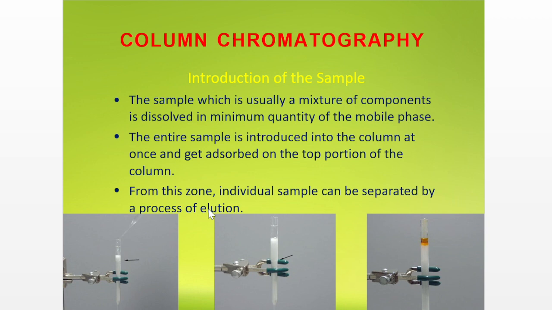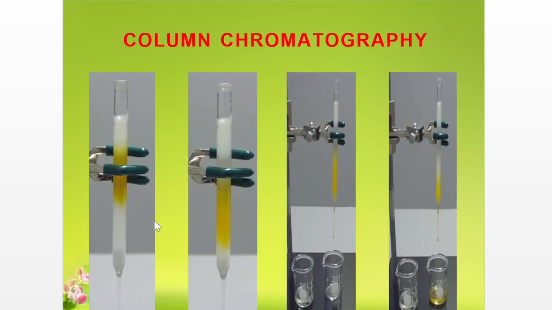Now it is time for introduction of the sample. The sample, which is usually a mixture of components, is dissolved in a minimum quantity of the mobile phase. The entire sample is introduced into the column at once and gets retained on the top portion of the column. From this zone, individual components can be separated by a process of elution.